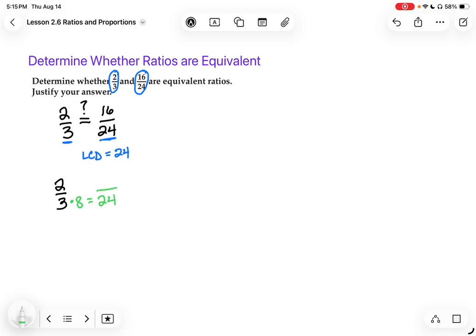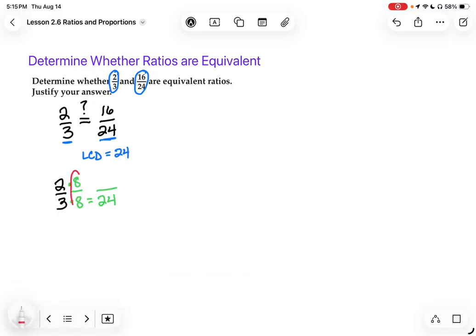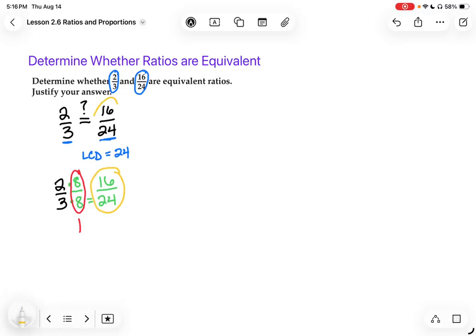We, of course, can't multiply the denominator by 8 just because we feel like it. We also have to multiply the numerator by 8. Why are we allowed to do this? Well, because multiplying by 8 over 8 is the same thing as multiplying by 1. 8 over 8, anything over itself really, is 1. So we're multiplying by 1, and multiplying by 1 doesn't change the value of the fraction. If you multiply by 1, you get the same number. So our numerator, 2 times 8 is 16. So because this value is 16 over 24, and our other value is 16 over 24, these are equivalent ratios.